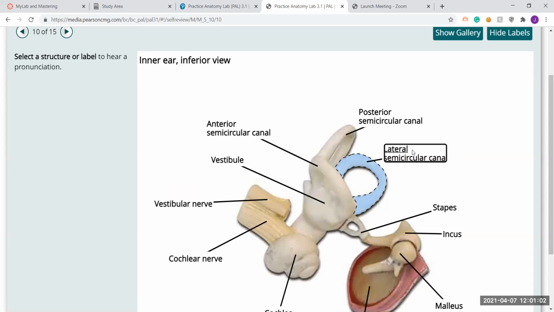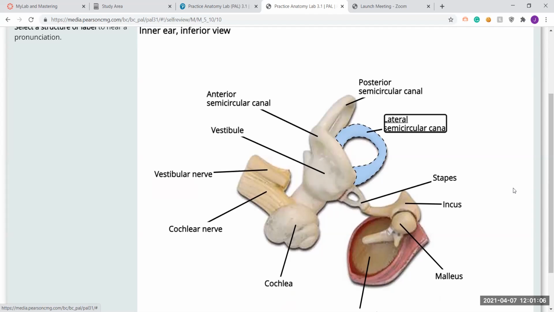So let's see inner ear. Here we have the inner ear with bone. Earlier we saw only duct. Now we have bone. So you see, this is the tympanic membrane. From here outward will be external ear, and then inside here you have malleus, incus, and stapes.